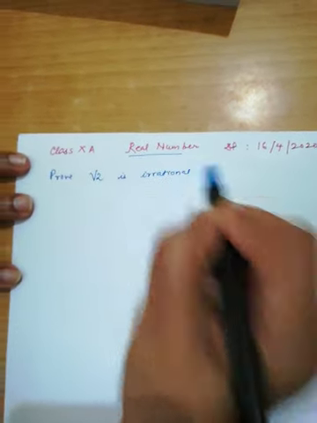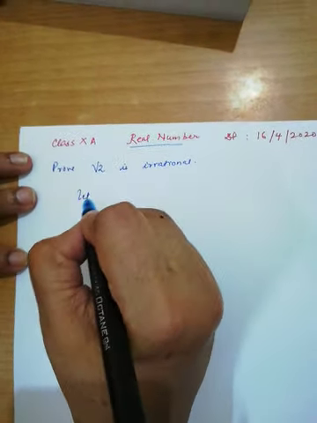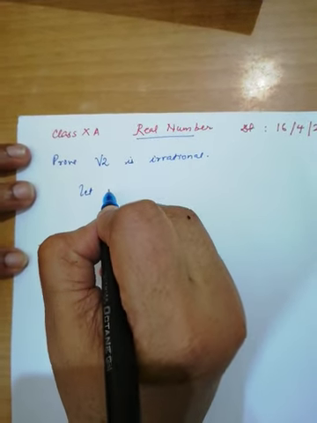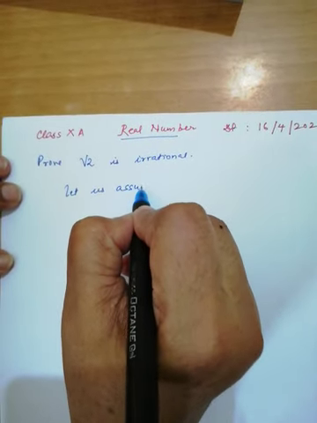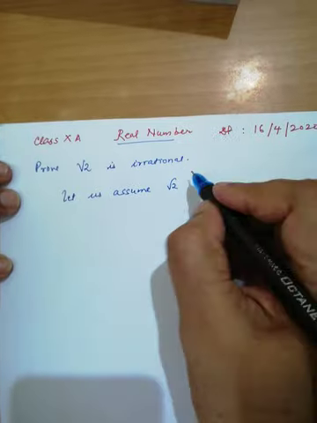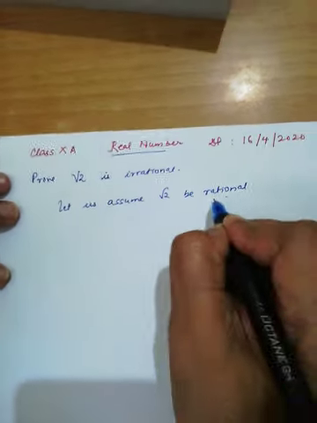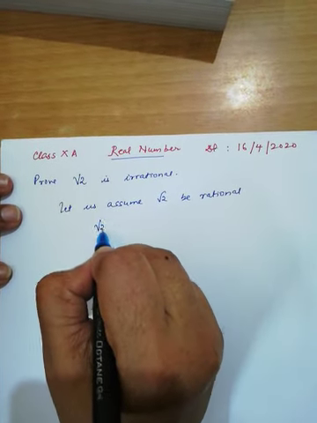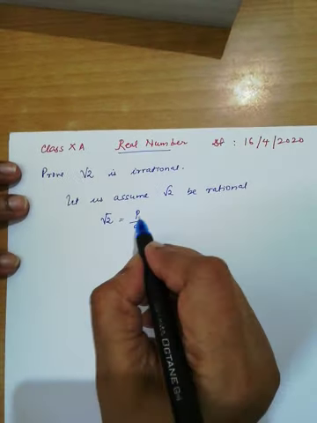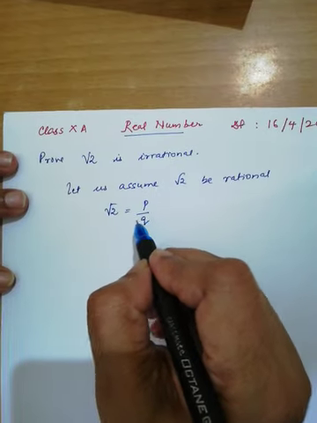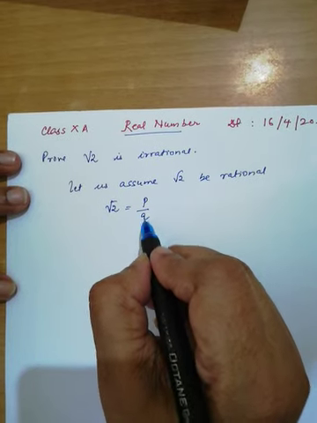So what we will do, on the contrary, let us assume, this is another way of proving. We will be proving in geometry also in a contradiction way. Let us assume root 2 be rational. Since we assume it is rational, it implies that root 2 can be written in the form P by Q, where P and Q are in the lowest terms. That means they do not have any common factor, or we can say P and Q are co-prime.